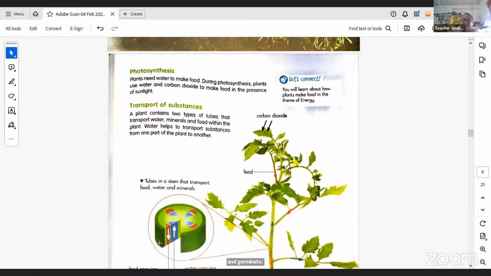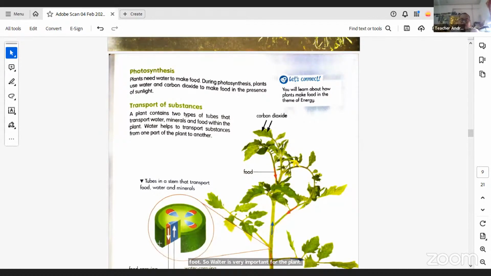The other process is called photosynthesis. Plants need water to make food. The process of photosynthesis is water plus carbon dioxide make food in the presence of sunlight. When there's no water, photosynthesis cannot take place, and sad to say, when the plant cannot do photosynthesis, it will die eventually because it cannot make its own food. So water is very important for the plant.